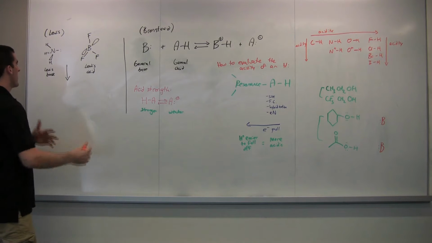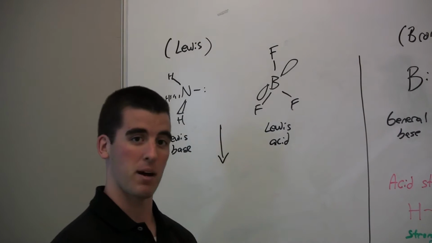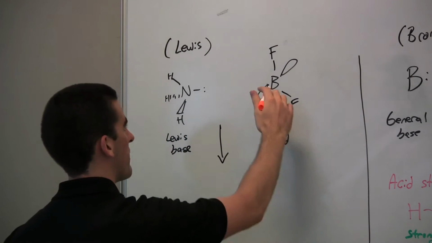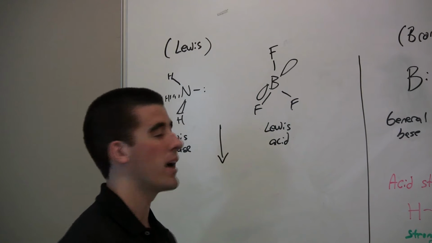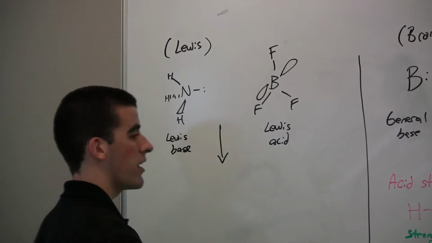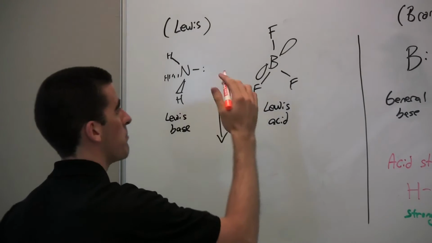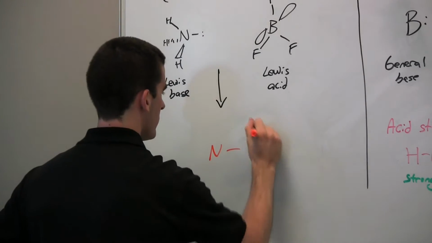A Lewis base has a source of electrons, like this NH3 here. It has a non-bonding electron pair that can bond to something. And our Lewis acid has an open shell site somewhere, which we have in this BF3 here. The boron has an open shell, which can accept electrons to make a bond. So the product of a Lewis acid-base reaction is just a complex, where we're going to have the nitrogen bonded to the boron. And it'll look something like this.